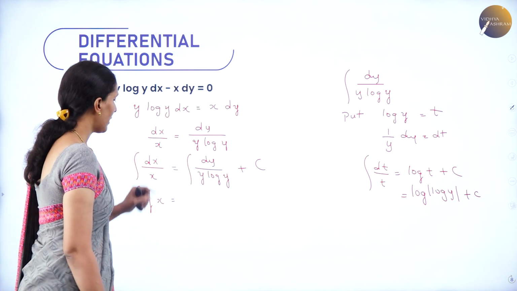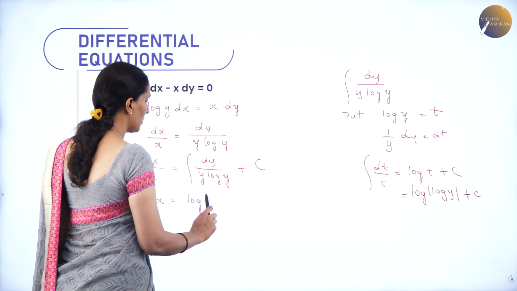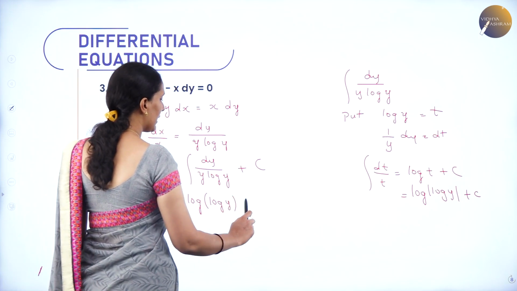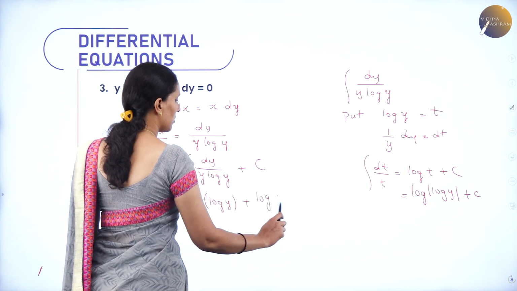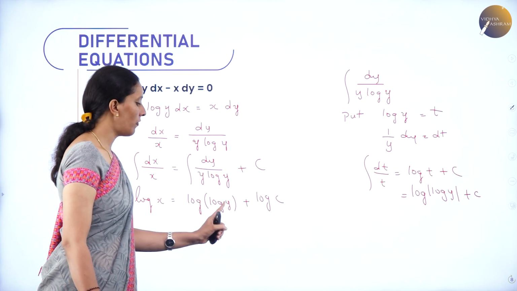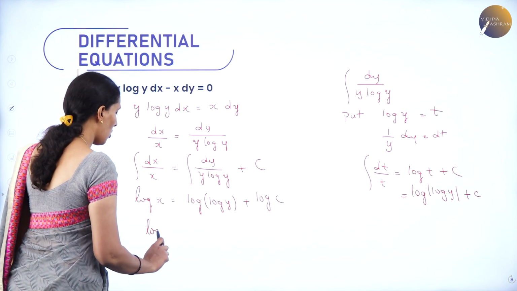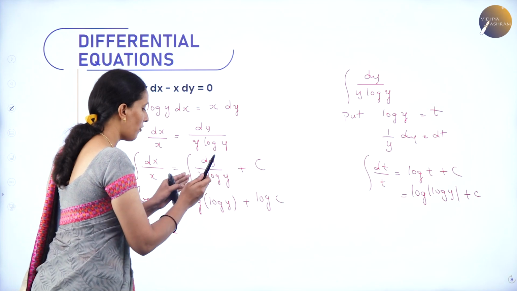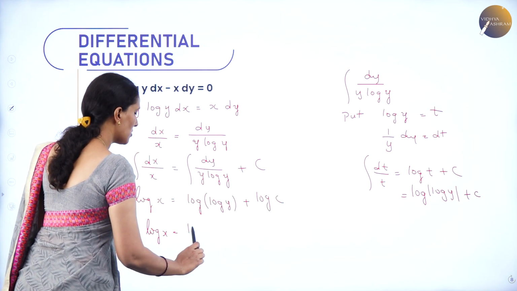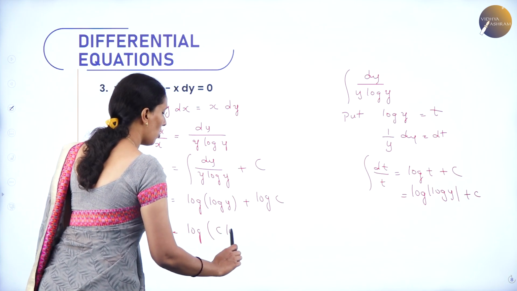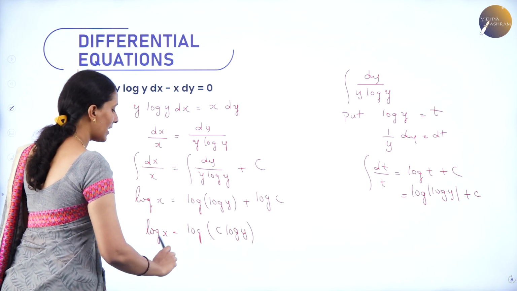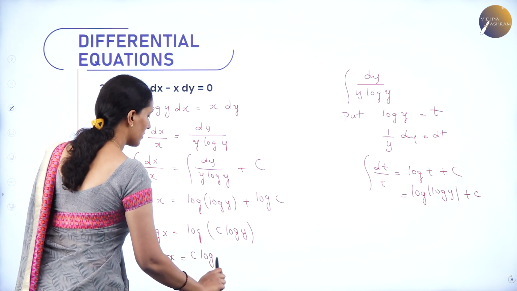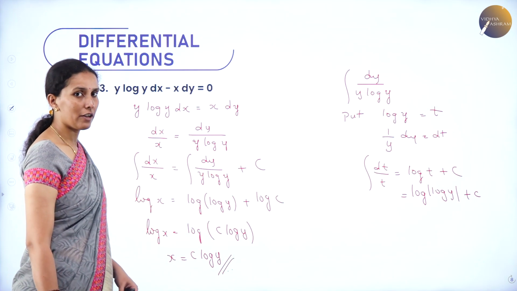So now here I can write this as log of log y. Let me take this constant as log c. We know that log x is equal to log of log y plus log c. Since this is a constant, I can replace it as log c. Then it is in the form of log x is equal to log c plus log y, which becomes log of c into log y. Now on both sides I have log functions, I can remove them. So therefore it becomes x is equal to c log y. So this is the general solution for the given differential equation.